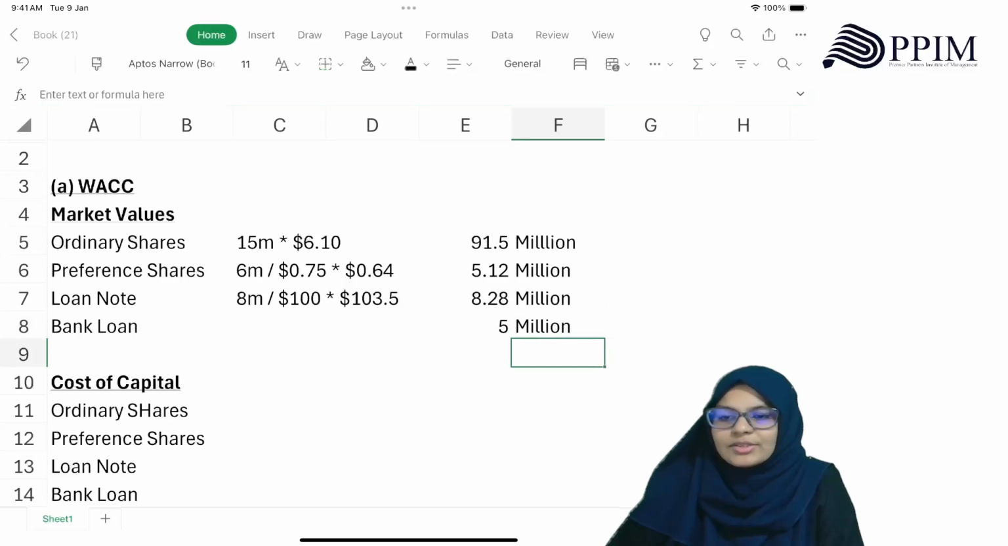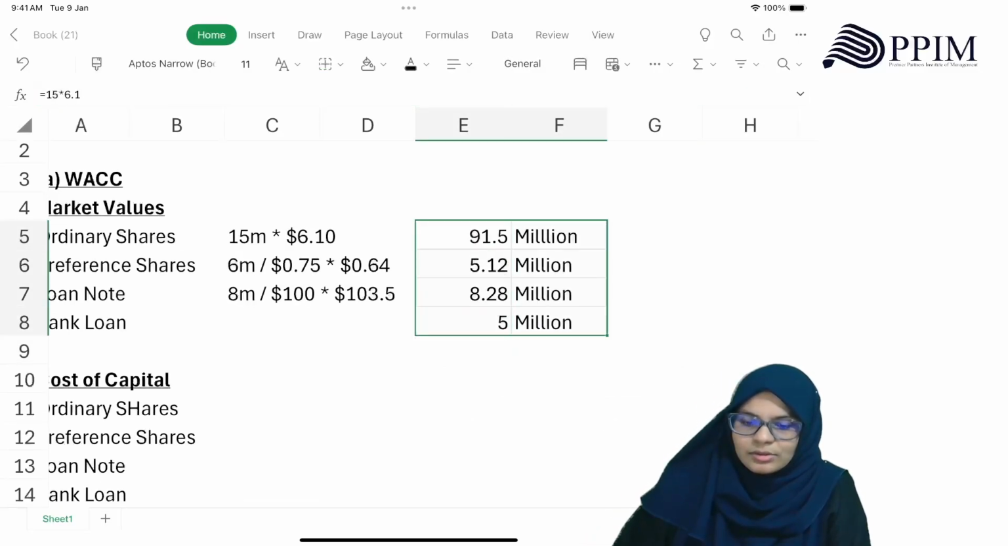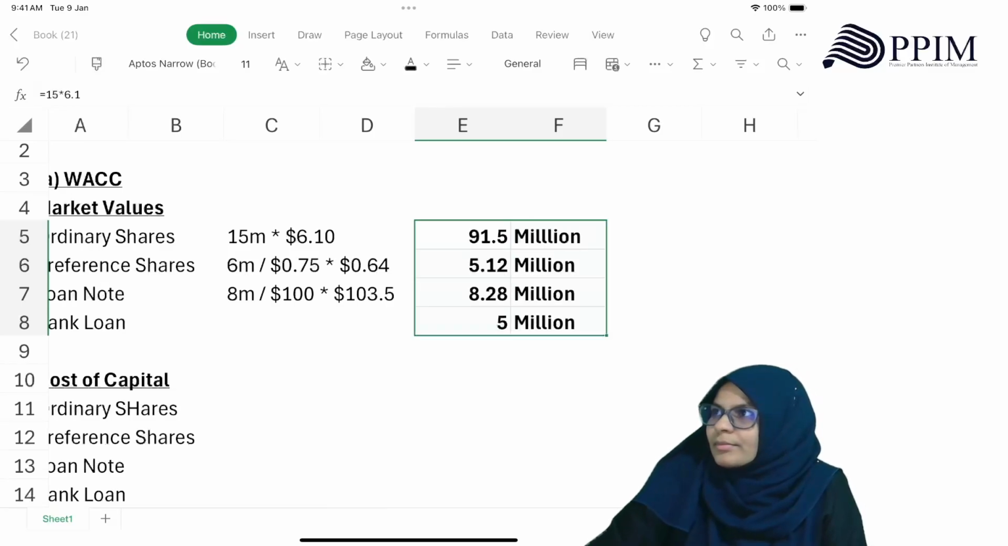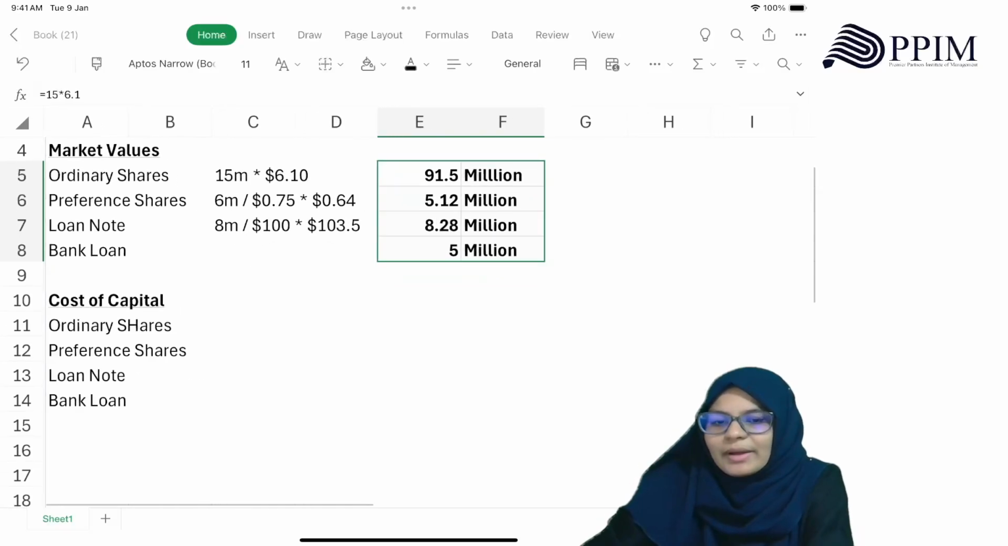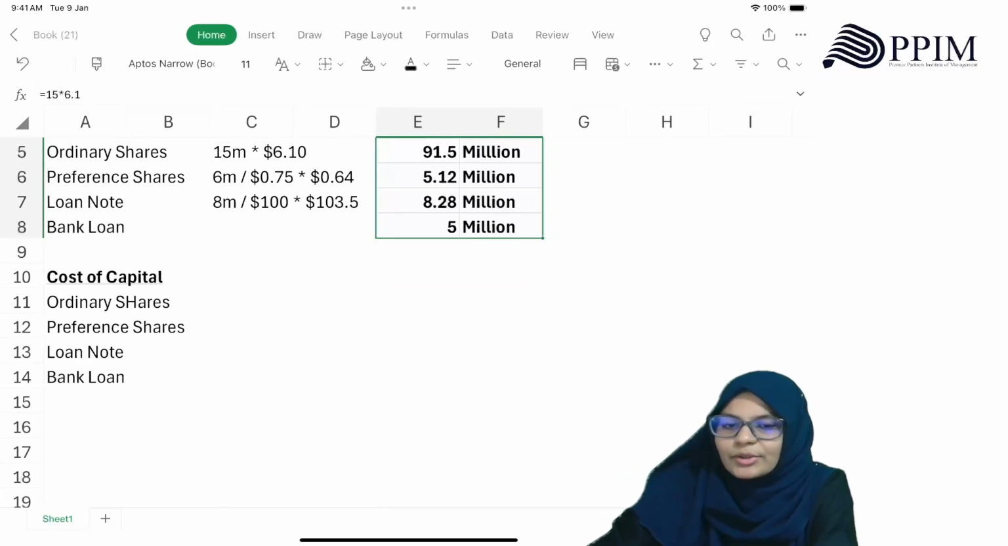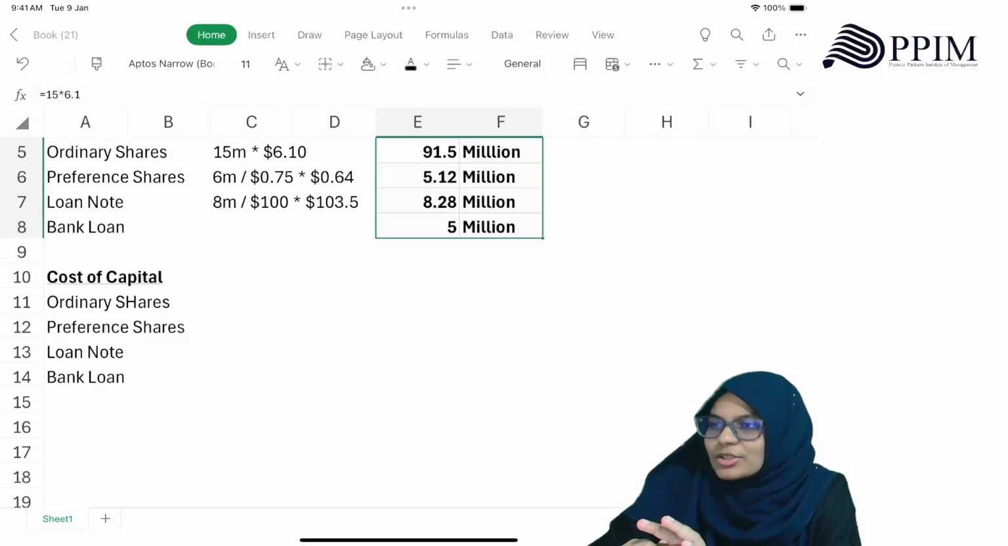Okay, right. So that is the first part where we get all the market values. So now we have the market values. The next thing is we need to get the cost of capital. Okay. Now ordinary shares means I'm talking about the cost of equity. Preference shares means I'm talking about the cost of the preference share, the cost of the loan note or KD if you remember, and the cost of the bank loan.